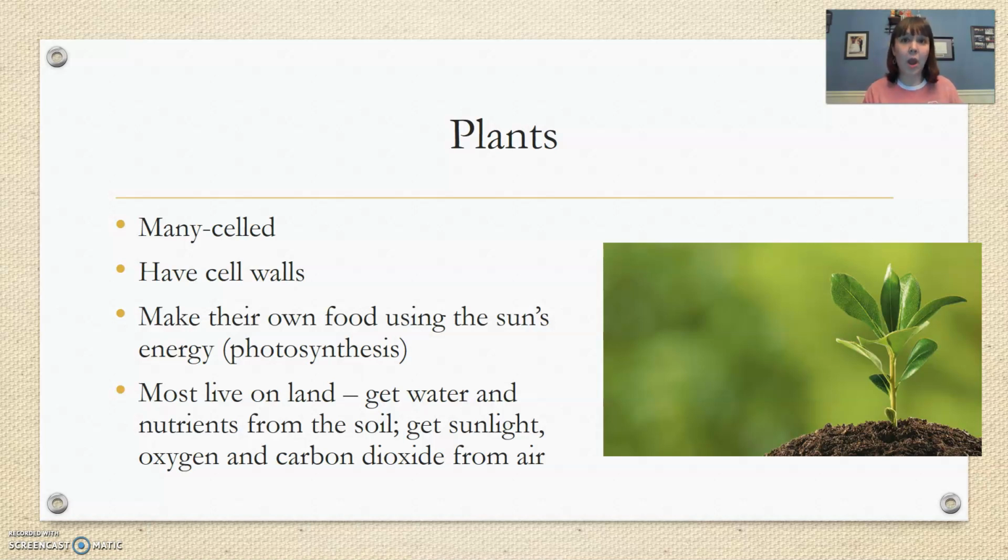Of course, there are aquatic plants as well, and they get their water and nutrients from the soil, and they get their sunlight, of course, from the sun, and then oxygen and carbon dioxide from the air. But then again, there are, like we said, some aquatic plants that will get their water and nutrients either from the soil if they're rooted on the bottom, or from the water itself if they're floating plants. And then of course they need to be where they can reach that sunlight and get the oxygen and carbon dioxide either dissolved in the water, or maybe they float up on top and they can get it out of the air.